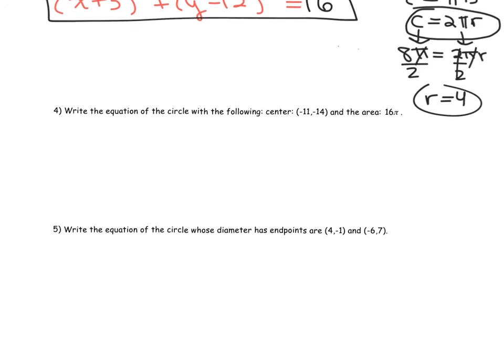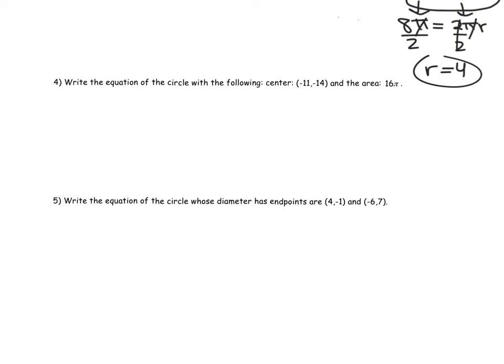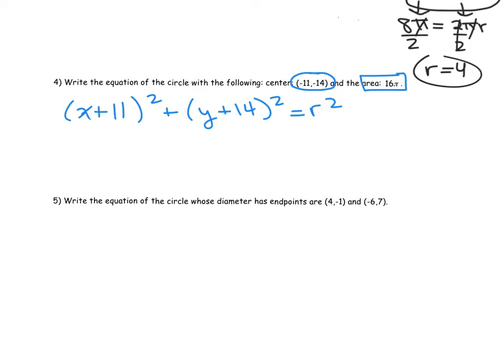So far, so good. Let's take a look at question 4. For question 4, we're going to write the equation of a circle centered at (-11, -14). So we have (x + 11)² + (y + 14)² equal to whatever the radius is. Now, if you notice, they give you the area. Does anyone remember the area of a circle? I know you know it. Area is equal to pi r².